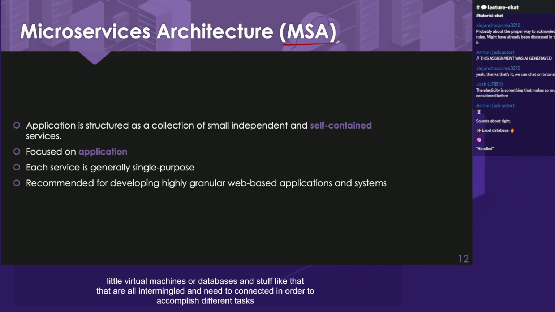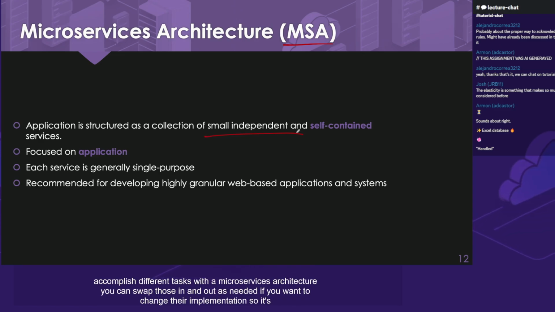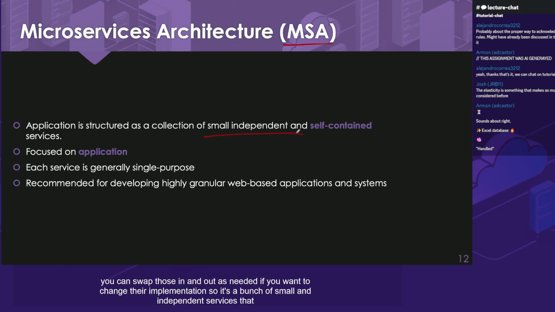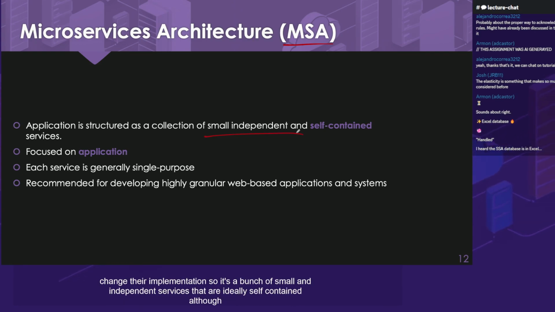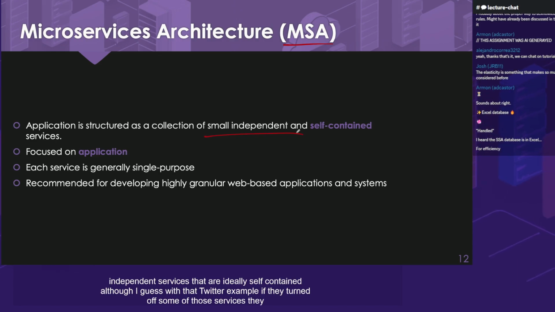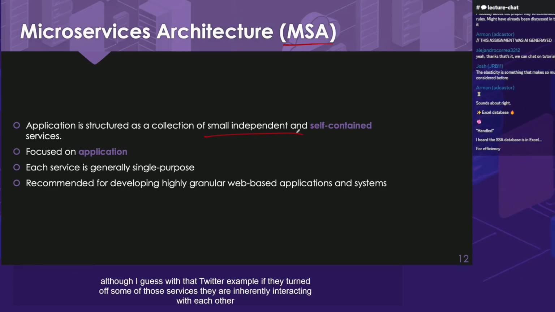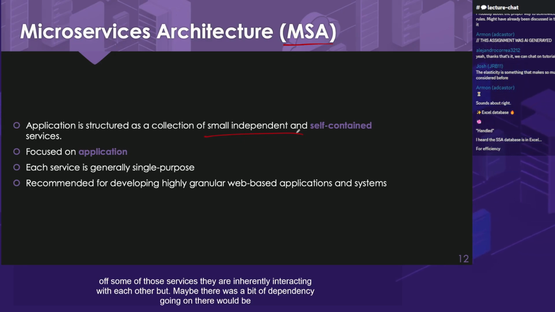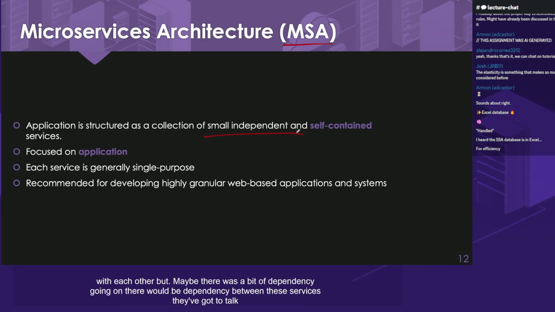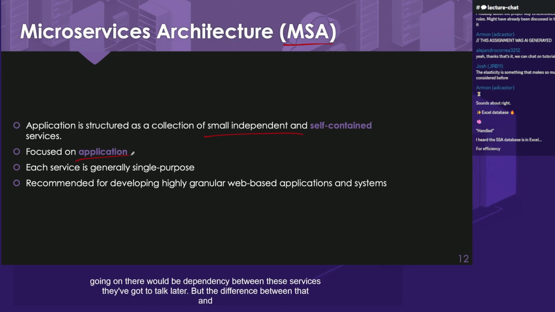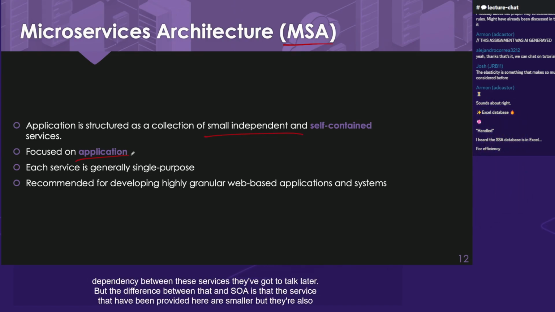But with a microservices architecture, you can swap those in and out as needed if you want to change their implementation. Right? So it's a bunch of small and independent services that are ideally self-contained, although I guess with that Twitter example, if they turned off some of those services, they're inherently interacting with each other, but maybe there was a bit of dependency going on. There would be a dependency between these services. They've got to talk to each other. But the difference between that and SOA is that the services that are being provided here are smaller, but they're also at an application level, right?